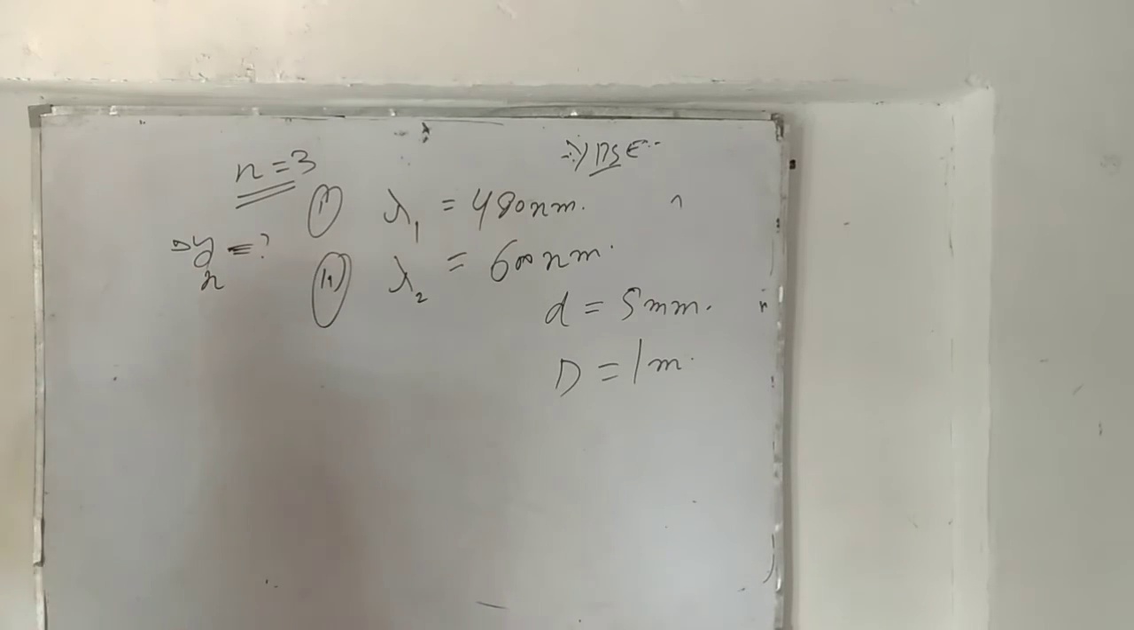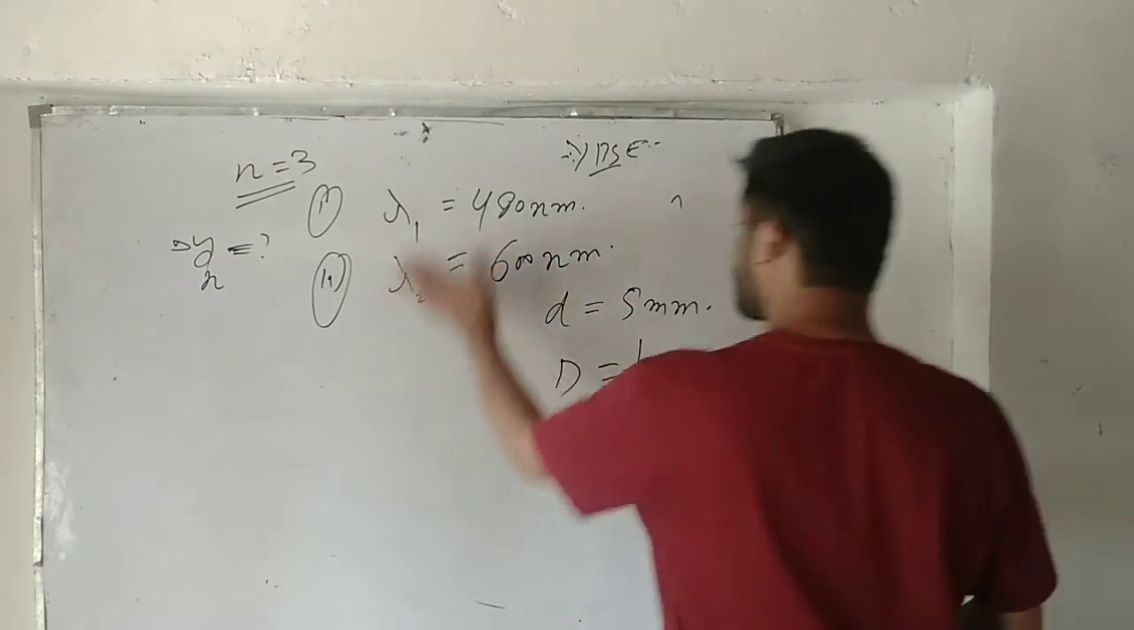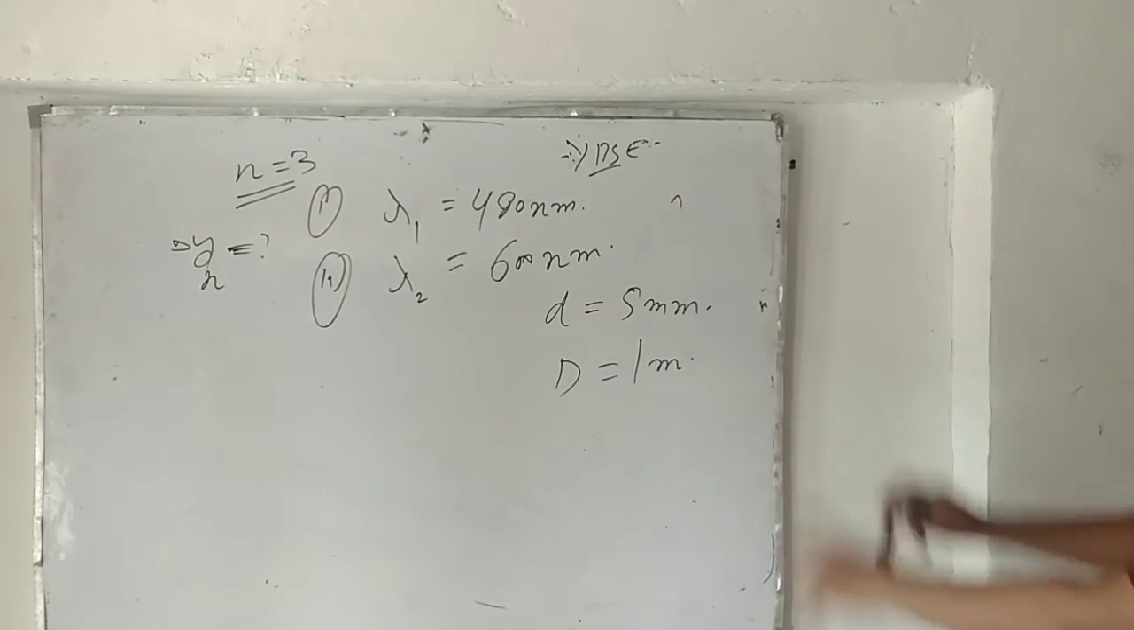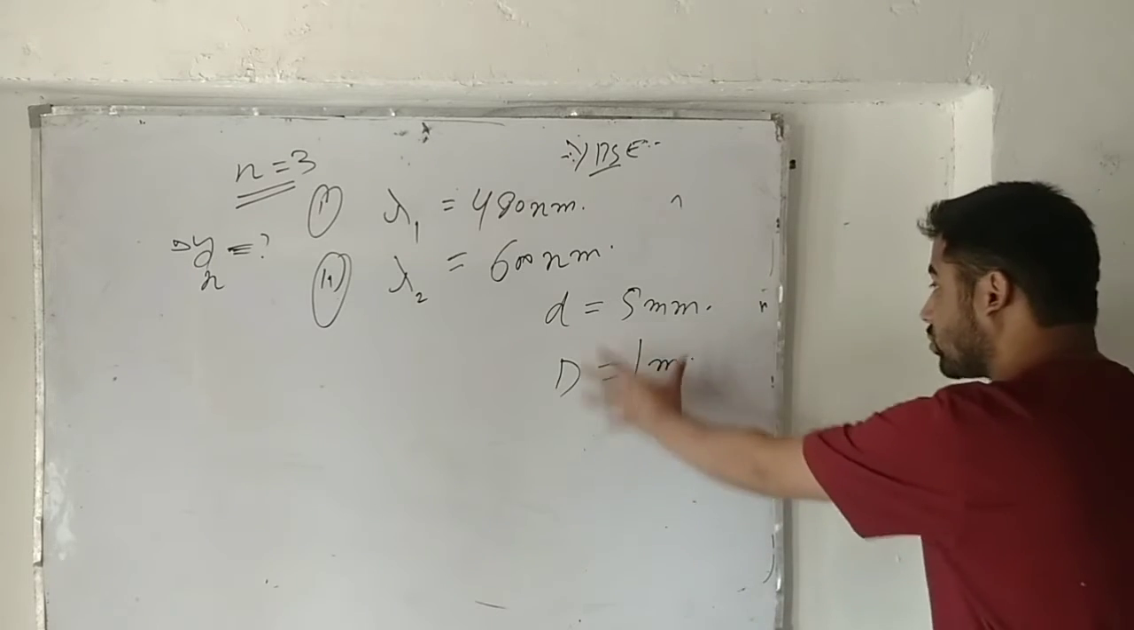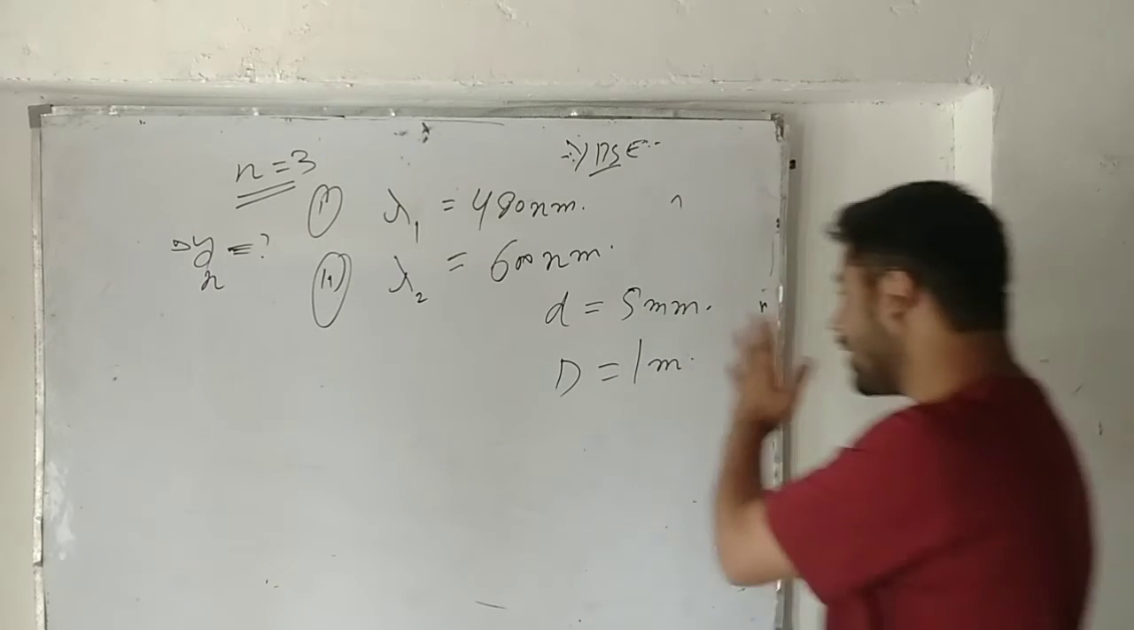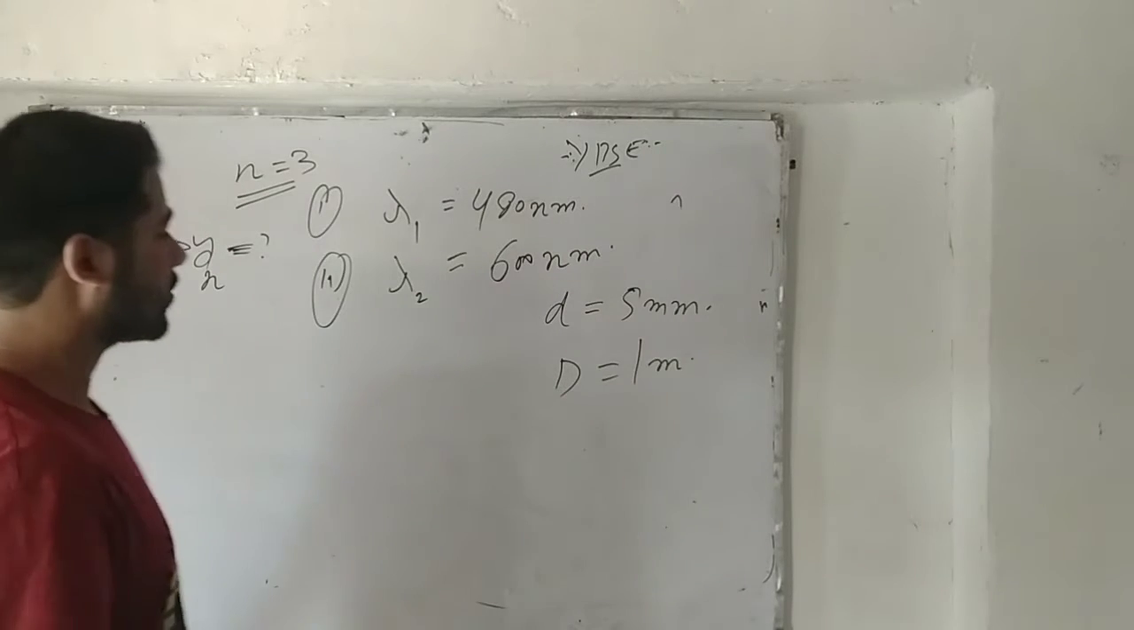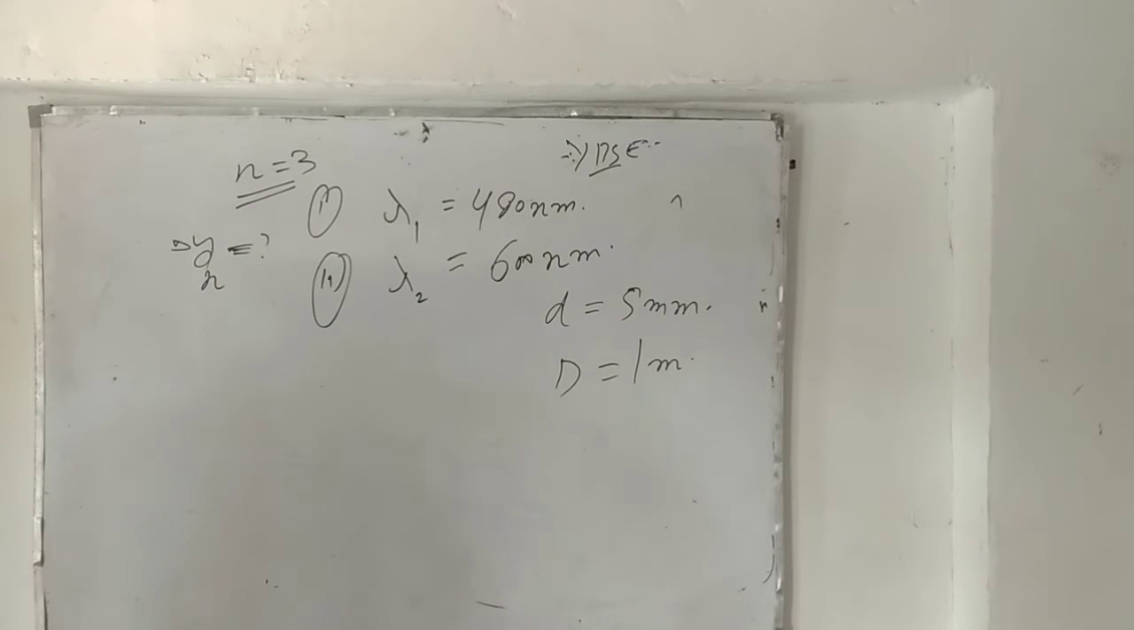How distant will the third order bright fringes be when we perform Young's double slit experiment using two light sources whose wavelengths are given, with the distance between the two slits and the distance of the screen from the plane of the slits also given? How can I approach this kind of problem? For that, I will use the very basic condition we got regarding the path difference in Young's double slit experiment.